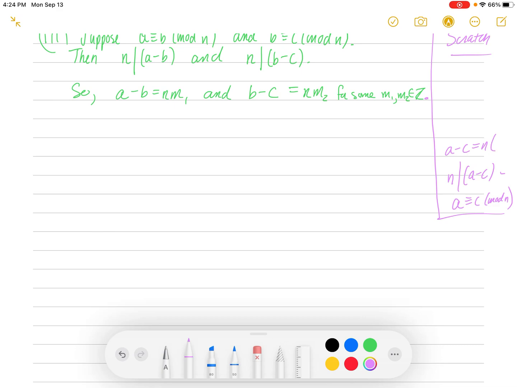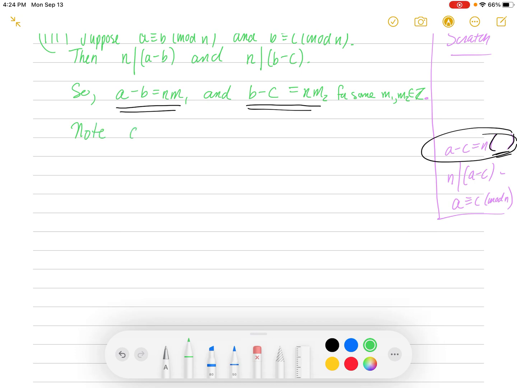In other words, A minus C equals n times something. We'll figure out what that something is here. So my question is, how can I go from these two green equations that I'm underlining to something like this purplish equation or pinkish equation that I'm circling? Well, if you think about it carefully, you can add the two equations.